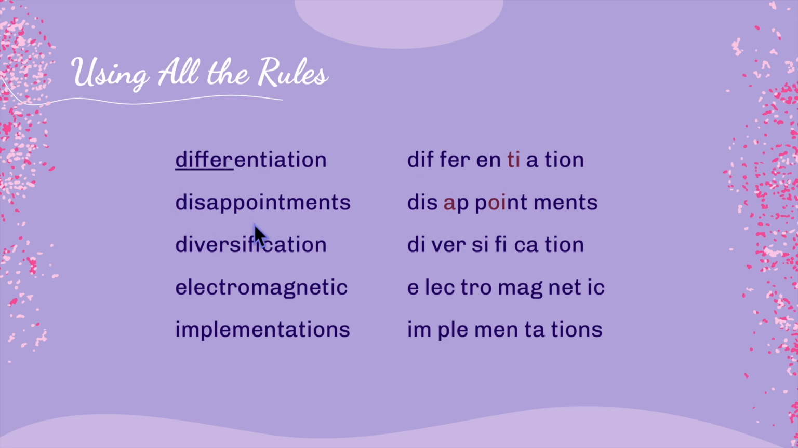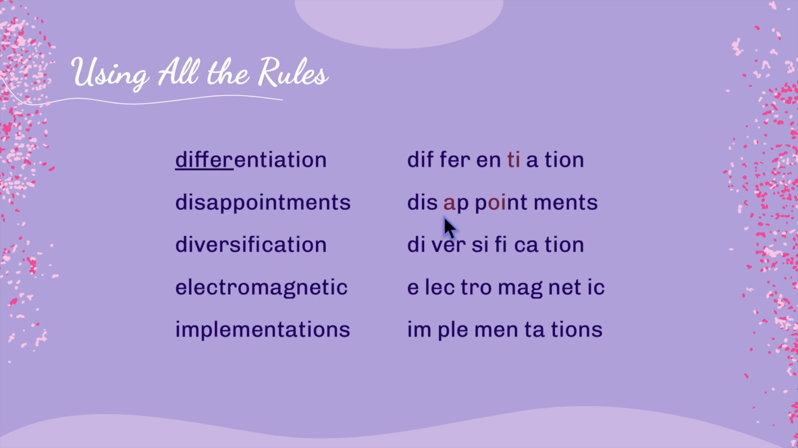Here's another long word. Right away, I notice the prefix dis. So let's put that by itself. I also notice the suffix ments. So let's put that by itself. Now we're only left here with this part in the middle. So I split between the double consonant. Disappointments. Did you remember that OI says oi?